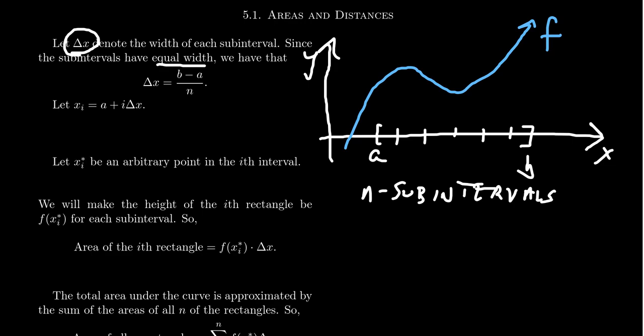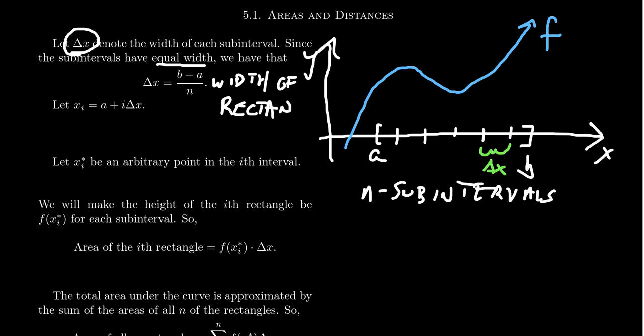Delta x is going to be the width of each of the subintervals, and they're all going to be the same length. Since they're supposed to be all the same length, we take the length of the entire interval, which would be b minus a, and in order to get equal pieces, we divide the entire length by n. Therefore, the length of a single interval is going to be delta x. This is going to be the width of each and every rectangle. Again, think about the last video and the width of our rectangles.